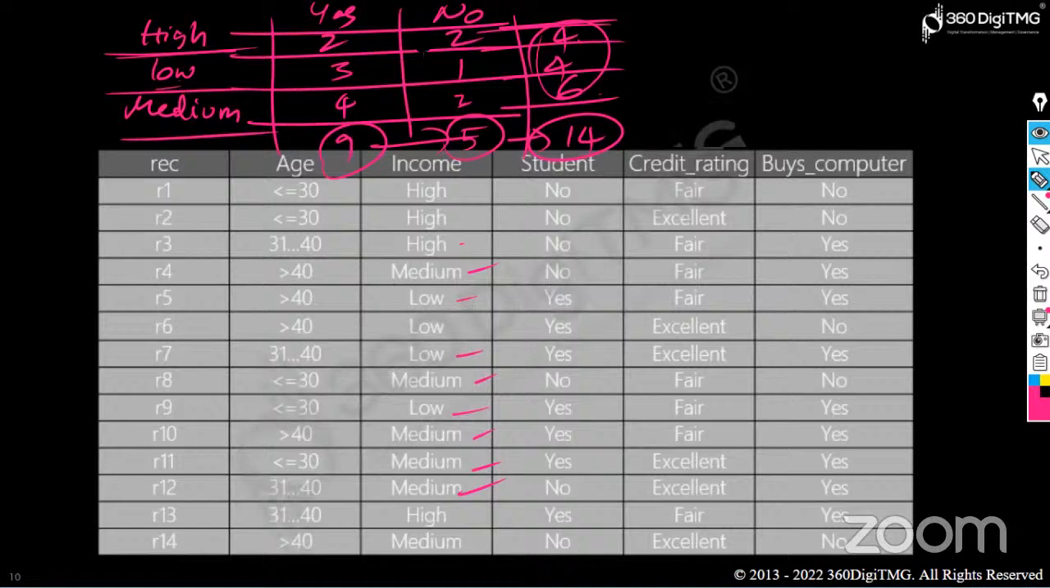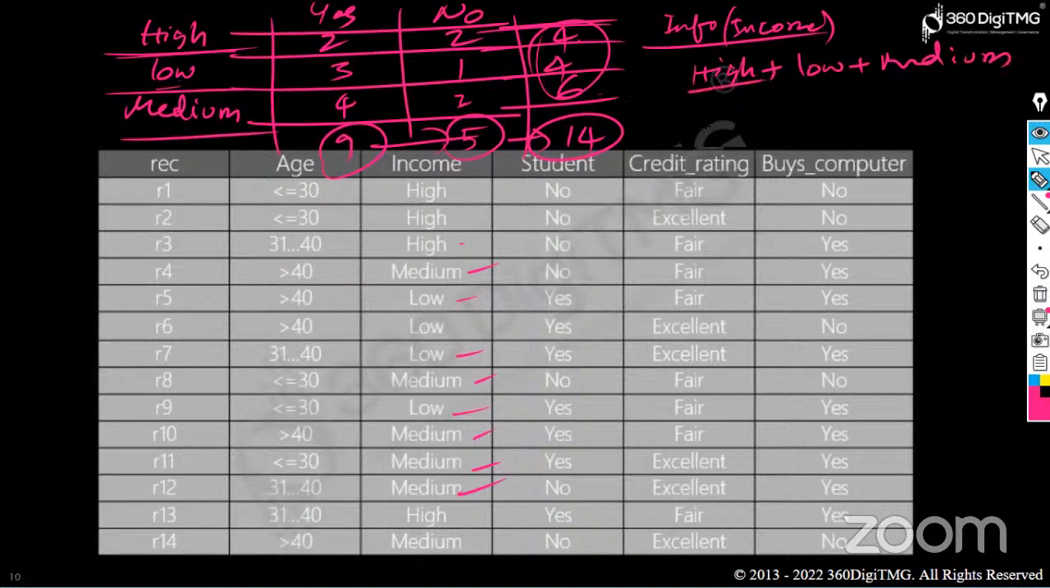We got the values. Now we need to calculate the information gain of income. So information gain of income will be high plus low plus medium. So what is the high value? Probability of this value? So 2 by 2 log of 2 by 2. So it will be 1 and it will be 0. So no contribution from high. Now we have low. So what is low? 3 and 1. So 3 by 4 to the log of, I'm so sorry about that.